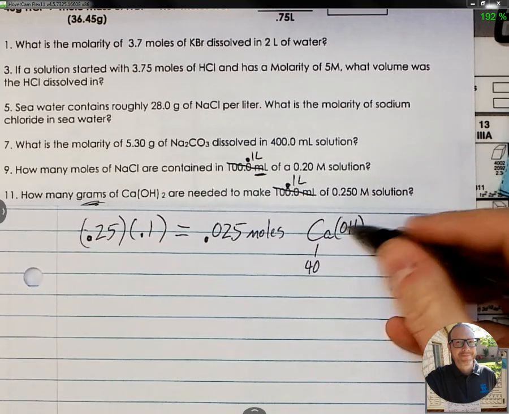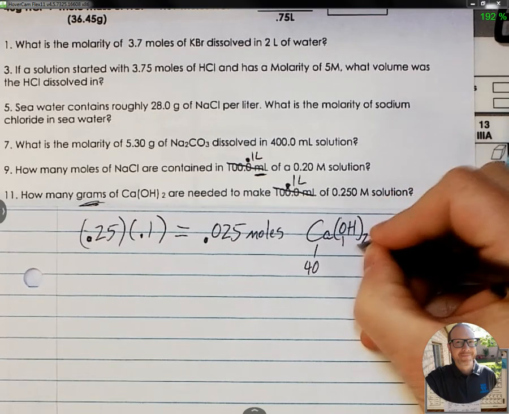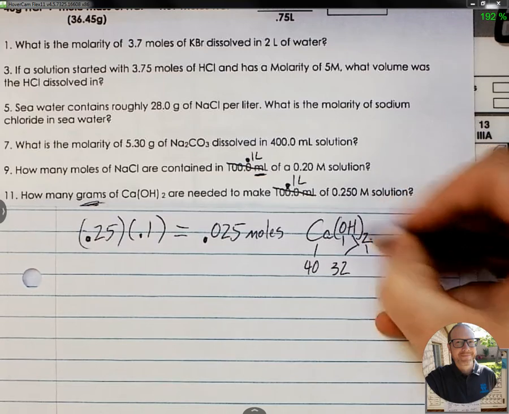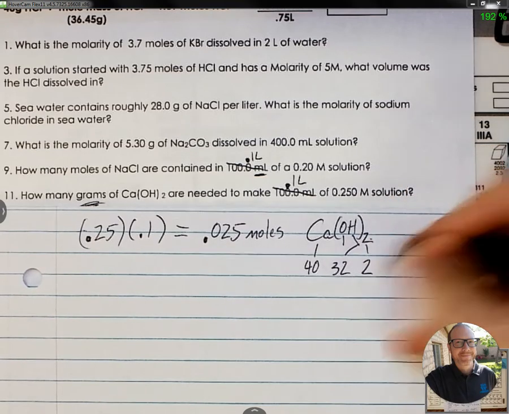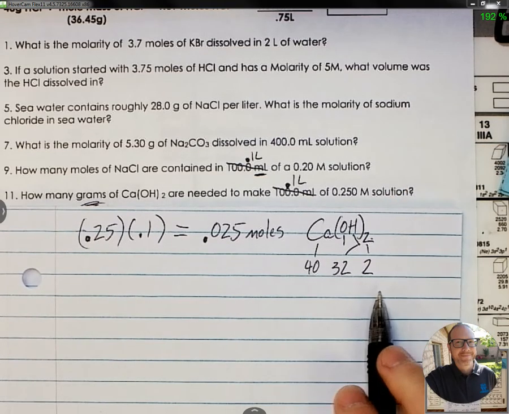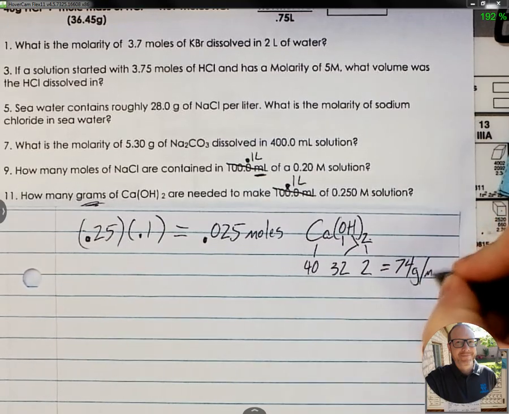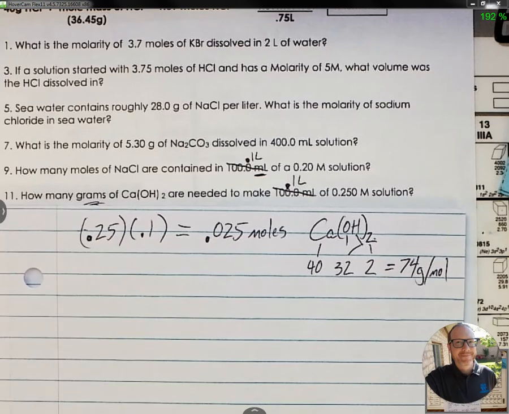Oxygen is 16, but I have 2 of them. So 2 oxygens is going to be 32. Same, I've got 2 hydrogens. Hydrogen is 1, but there's 2 of them, so that's just going to be 2. So 40 plus 32 plus 2, 74 grams per mole. Okay.